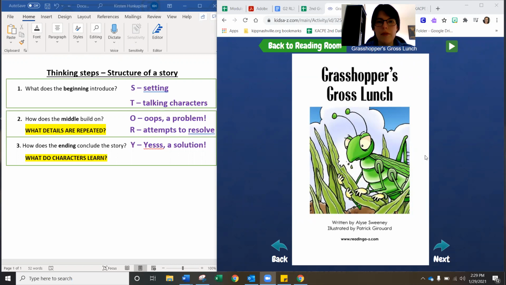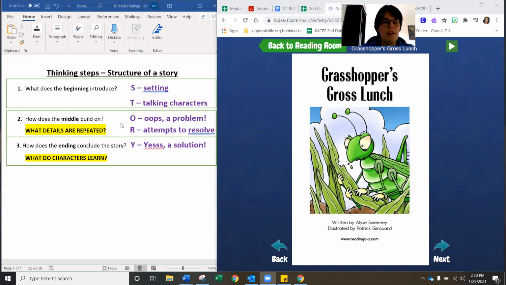Today, I'm going to walk you through the thinking steps to find the structure of a story. Here are the 3 thinking steps. Step 1, what does the beginning introduce? We are also going to put our story hand up, and we know that at the beginning of a story, we have S and T, which is the setting and the talking characters.